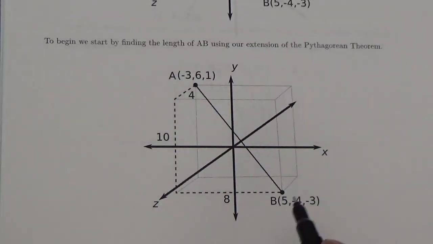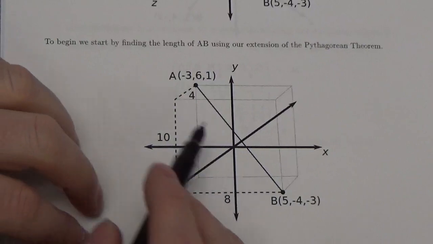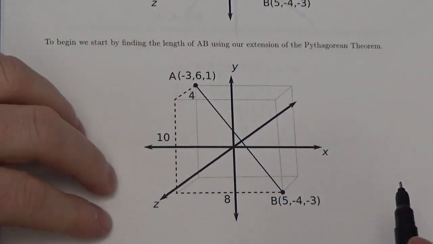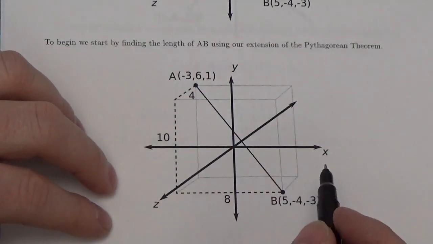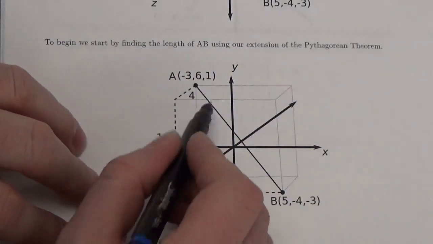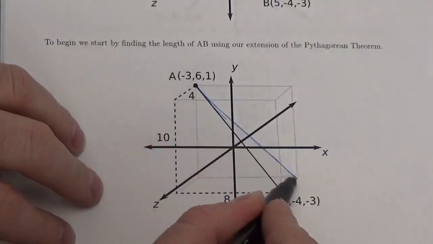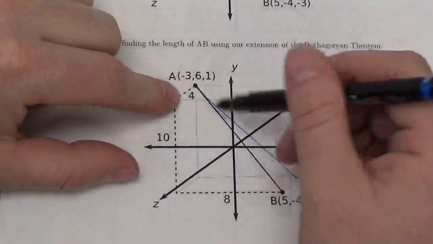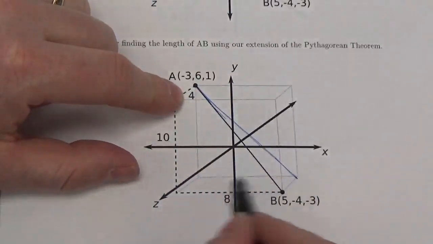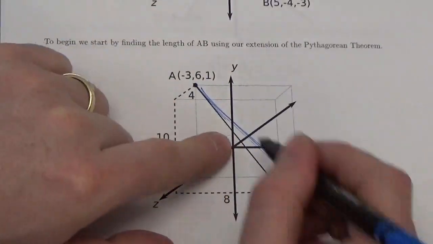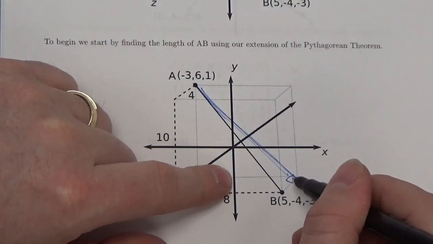Now, think about what this is doing here. Basically what we're going to do is work in the x and y plane to start off with. So essentially we're going to figure out the length to there. It's going to be the difference in the y's, the difference in the x's, and that's going to give us this thing right here.